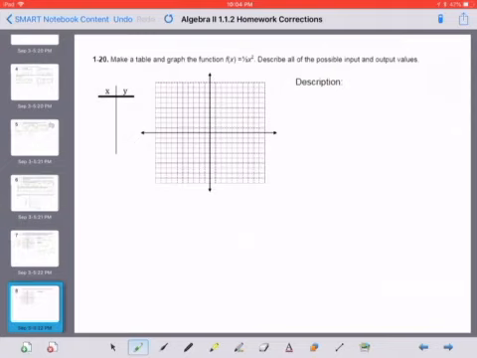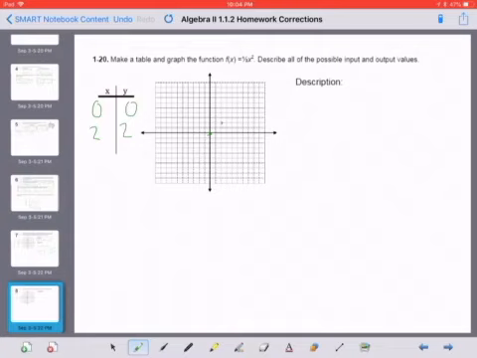Describe all the possible inputs and outputs of the values. So we can start with like 0, 0, because we know that's going to be our vertex. We know our parabola is going to go up. So next I would probably plug in 2, because I know that it's going to work out well. So 2 to the second power is 4. Half of 4 is 2. So it's going to be about there.